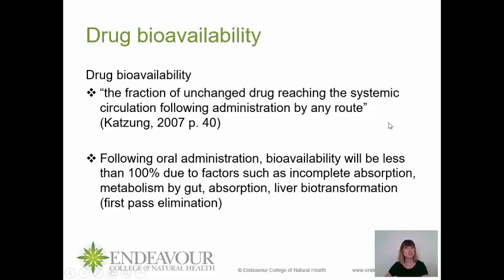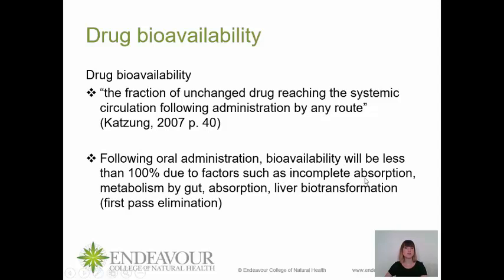So it's a proportion of drug that actually gets into the bloodstream, and we measure it as a percentage of the drug administered. So if you were to give a drug by IV injection, bioavailability is 100%. You put the drug directly into the bloodstream and 100% of the drug is there. Following other routes of administration, it's going to be less than 100%. For example, following oral administration, bioavailability will always be less than 100% because you'll have factors such as incomplete absorption.